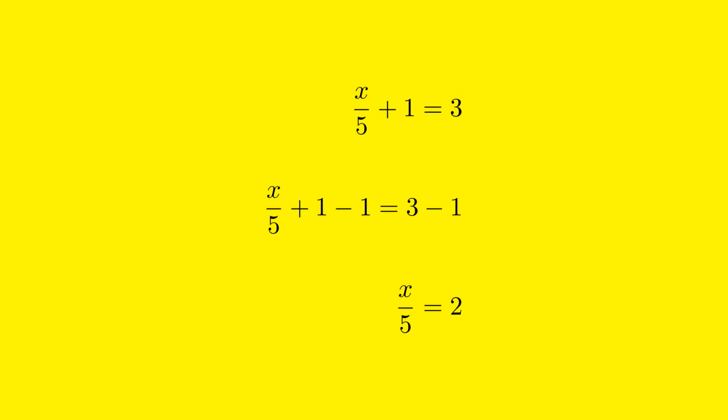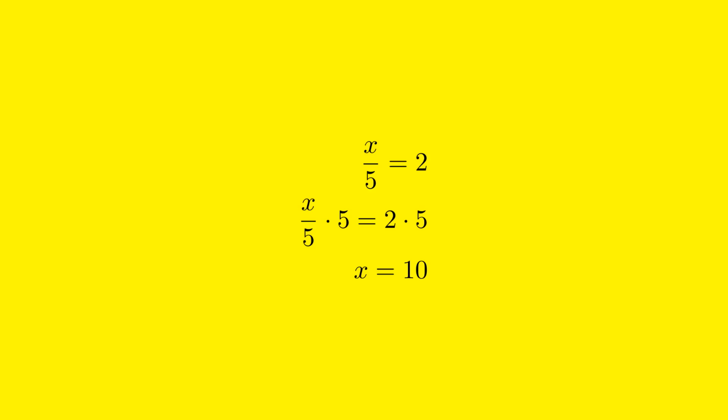Now look at how the expression is altered. On the left-hand side, we have x divided by 5 plus 1. Subtracting 1 from this side removes the plus 1, so we are left with just x divided by 5. On the right-hand side, we have 3. By subtracting 1 from 3, we get 2. Therefore, the equation now reads x divided by 5 equals 2. This completes step 1, and we have simplified the original equation to x divided by 5 equals 2.